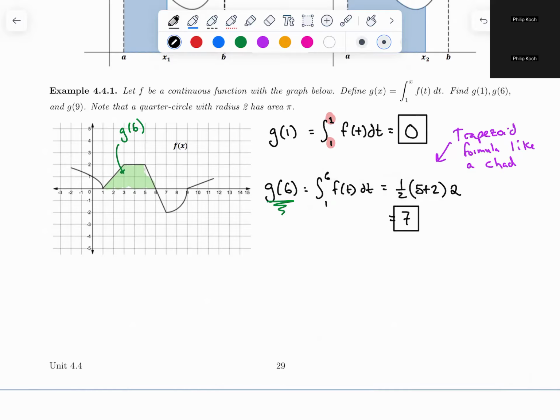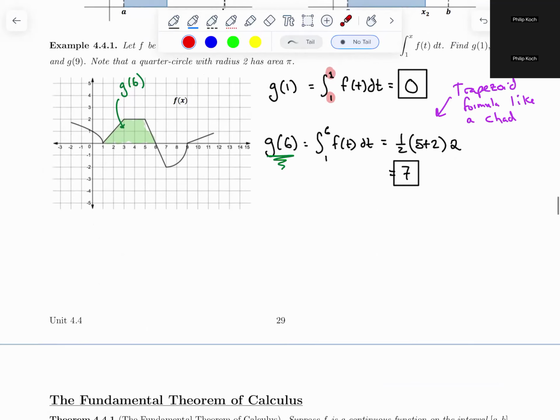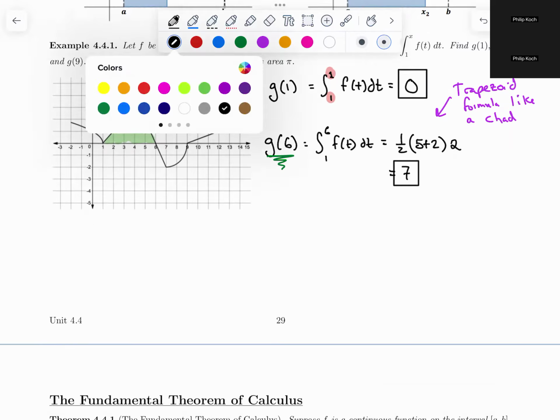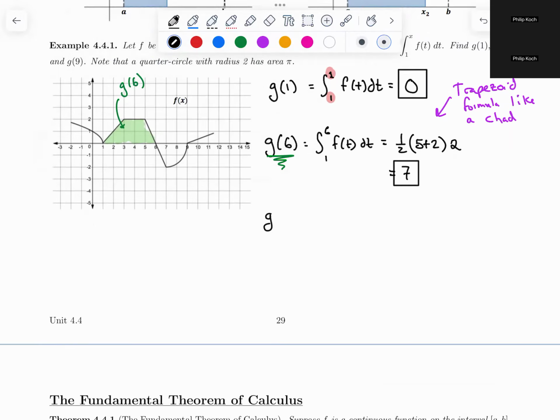I guarantee you, though, if you split it up into 3 pieces and add them together, the area of this triangle is 1. The area of this is 4. Sorry, 2. This is 4, and this has an area of 1. You're all done. You get 7 at the same time. Last one is g of 9. G of 9 would equal the integral from 1 to 9 of f of t dt.